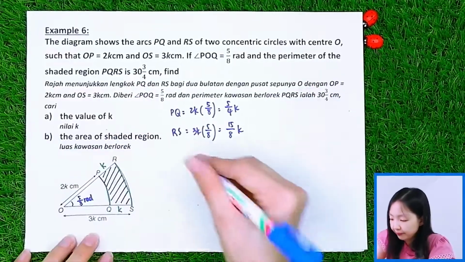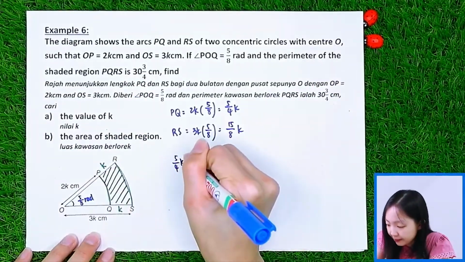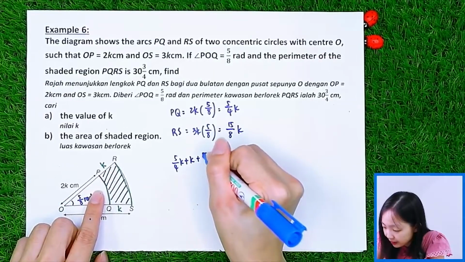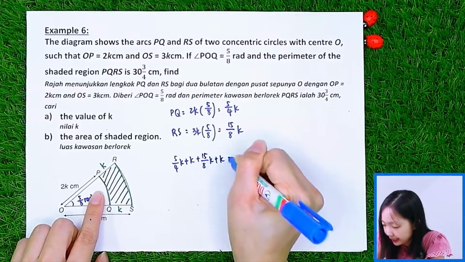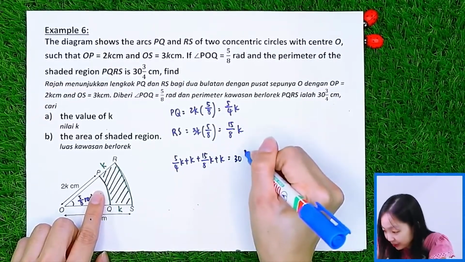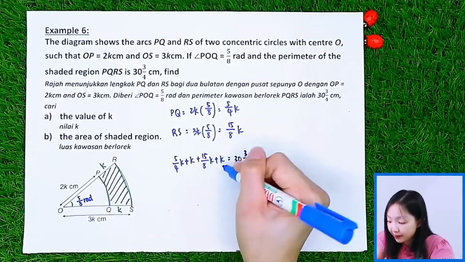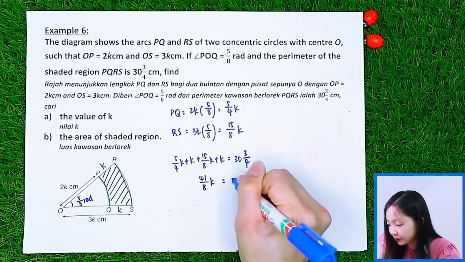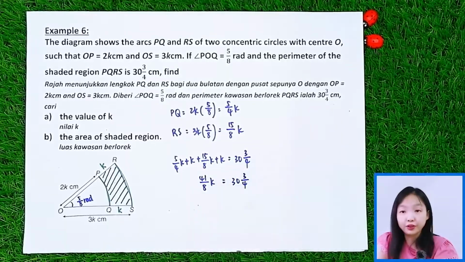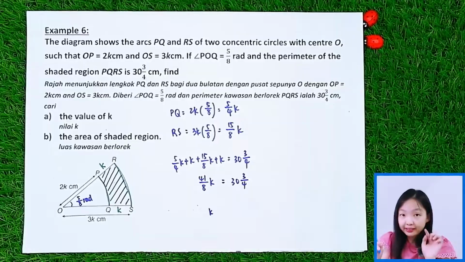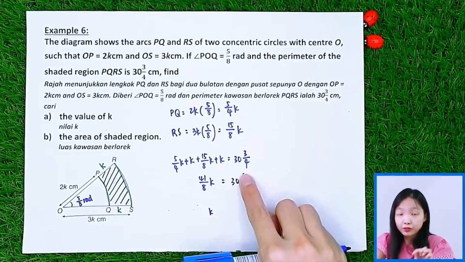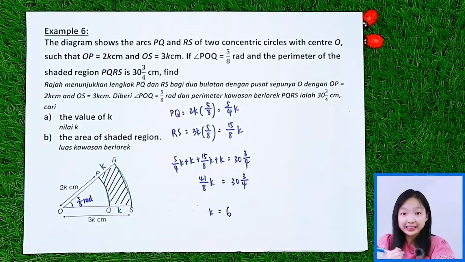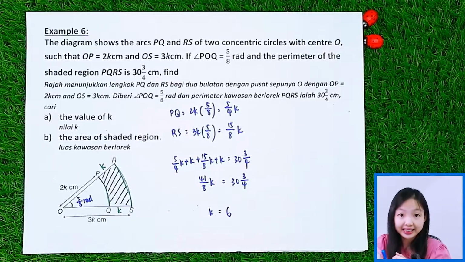So I know that 5/4 k plus k plus 15/8 k plus k is equal to 33/4. After I add it up, I will get 41/8 k is equal to 33/4. Now I can use my calculator, divide 33/4 by 41/8. I will get k is equal to 6. You just use a calculator to find the answer, okay?